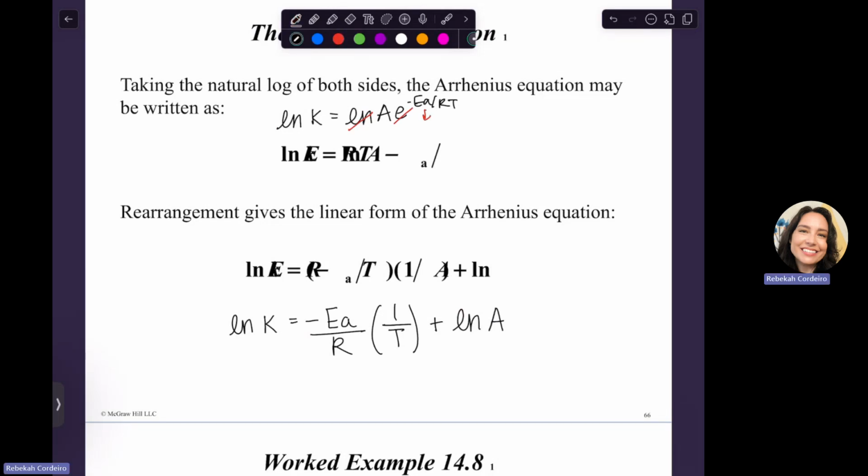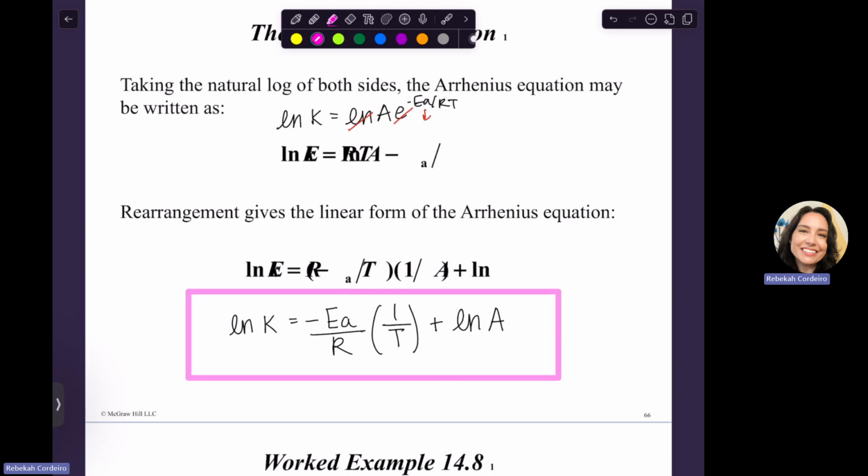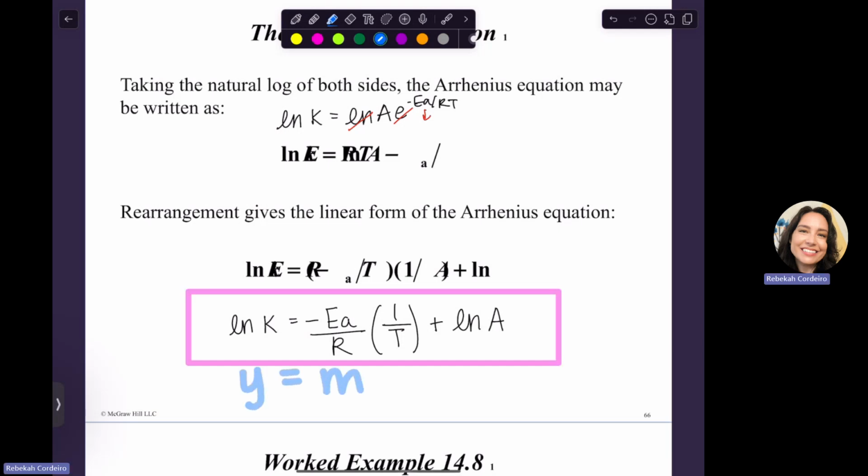But essentially, you don't need to know the derivation. You need to know this equation. And if we look at this equation, you may see how we might be able to use it experimentally. Do you see it? y equals mx plus b.